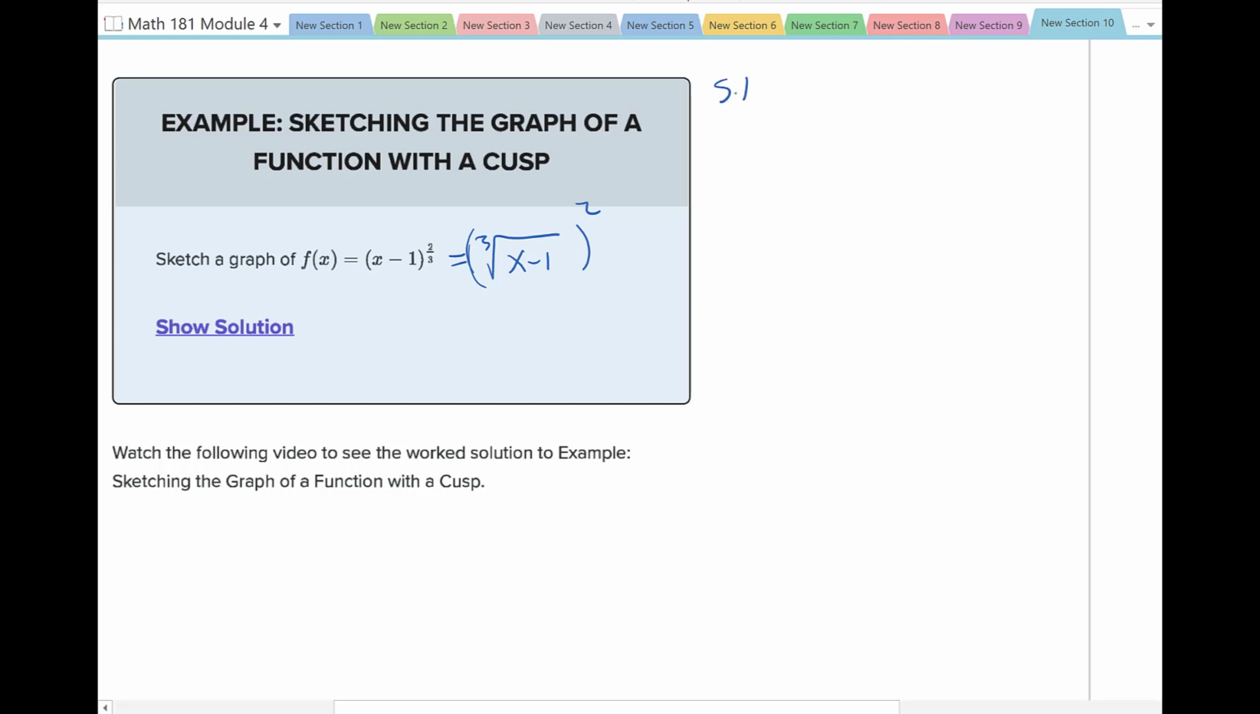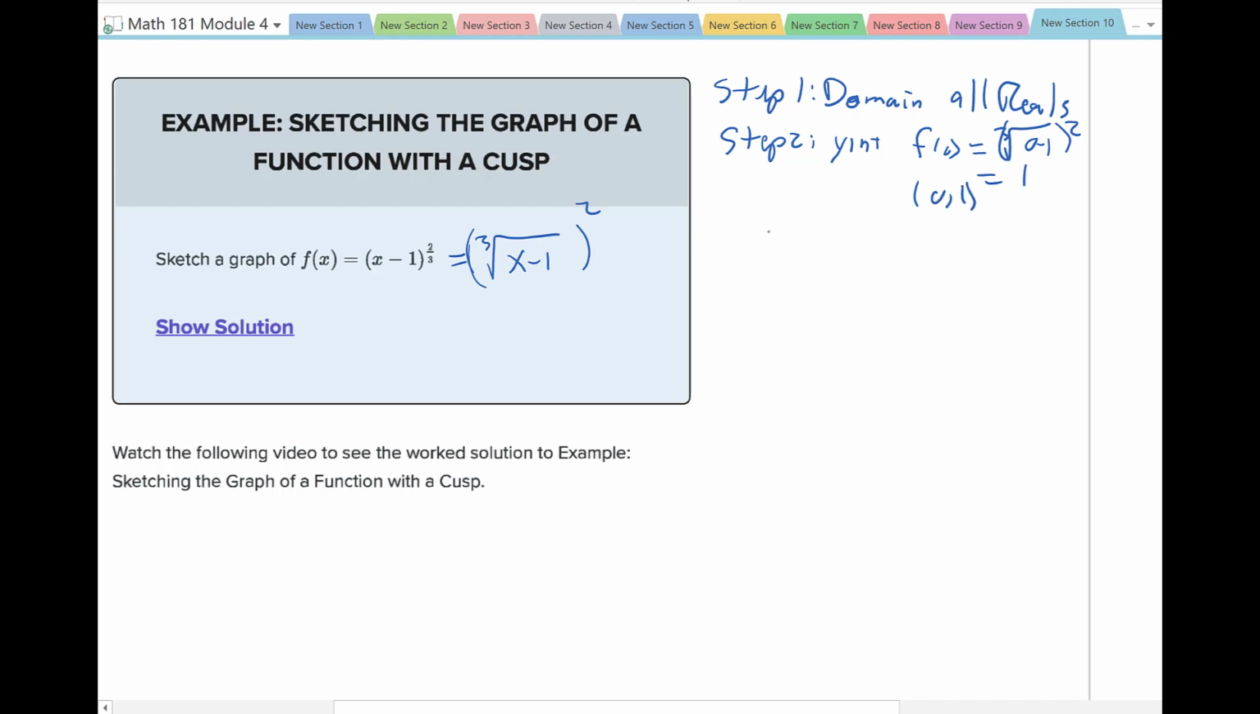So our step 1, the domain is all reals. There's no values that's going to make anything not work, because you can have a negative under the radical with a cube or any odd index. So it's all good there. Step 2, the y-intercept is at f of 0. So that's going to be basically the cube root of 0 minus 1 squared. So that's just going to be 1.